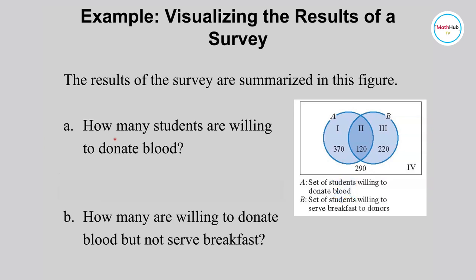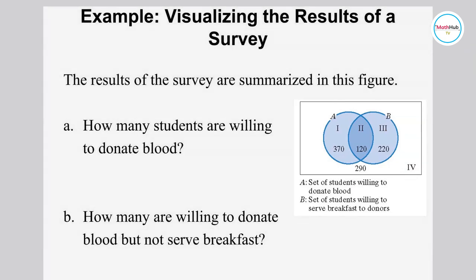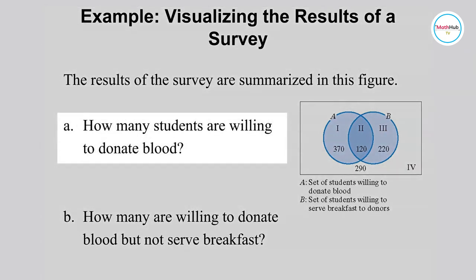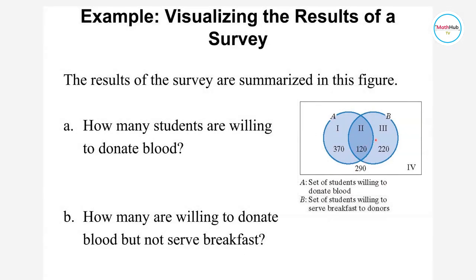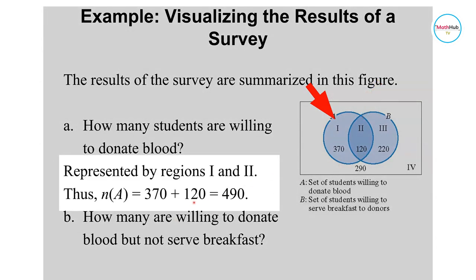To answer the questions, letter A and letter B, we would refer to this Venn diagram here. 1, 2, 3, and 4 are the regions. So this is region 1, region 2, region 3, and region 4. First question, how many students are willing to donate blood? Set A is the students willing to donate blood, so it's everything on this set here. So it will be on regions 1 and 2. Therefore, the number of students willing to donate blood is 370 plus 120, which is equal to 490.